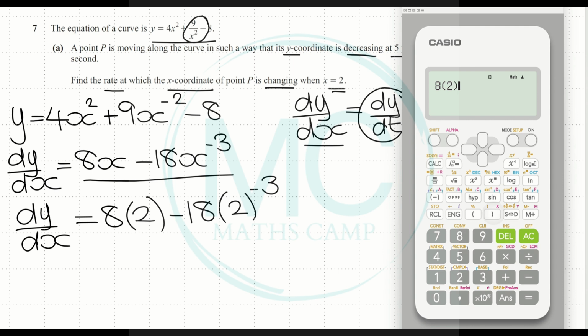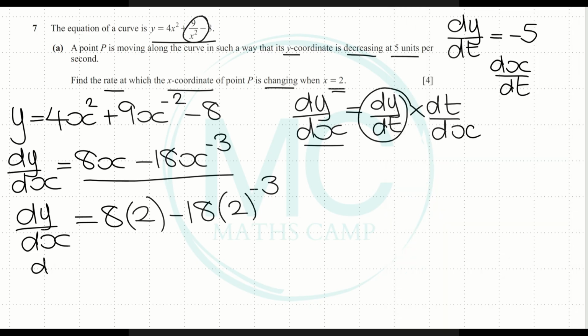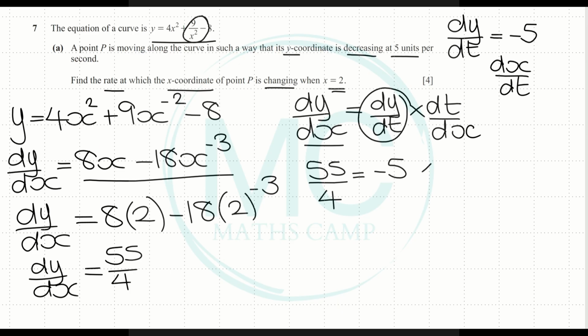So 8 multiplied by 2 minus 18 multiplied by 2 with an exponent of -3, and we get 55/4. This is the value of dy over dx. Let's make a note of this over here, 55/4. So now, in our chain rule, dy over dx is 55/4, and this is now equal to dy over dt, -5, multiplied by dt over dx.